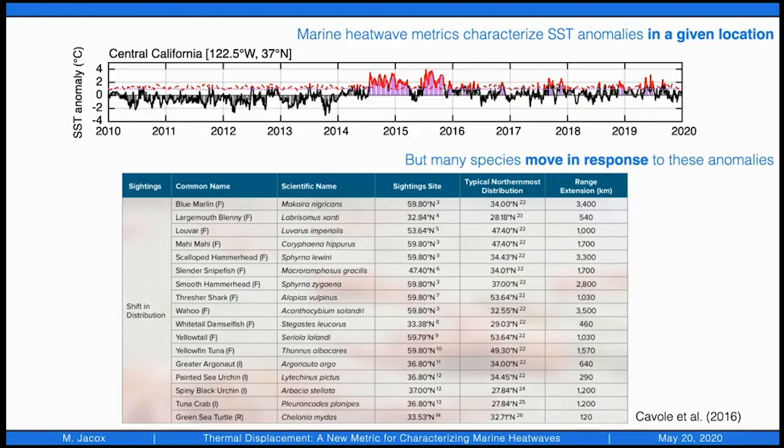And so this is a table from a paper by Cavole et al., again, discussing the Northeast Pacific marine heat wave, where they just looked at recorded range extensions of a wide variety of species during that event. And if you look at the far right column, you can see that for many of these species, you're looking at their distributions extending hundreds to thousands of kilometers farther north than they've been recorded before. So the motivation here is really to characterize marine heat waves in a way that's more relevant to this kind of response.